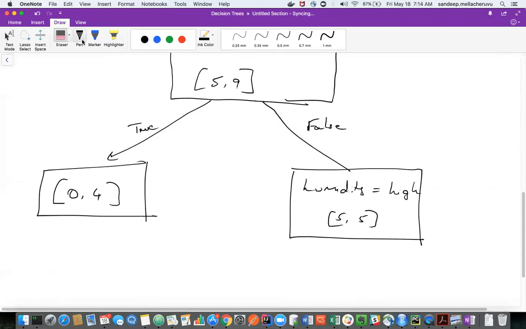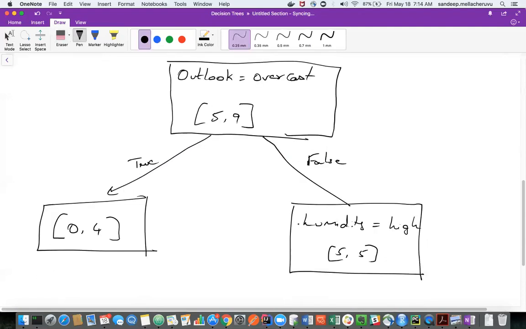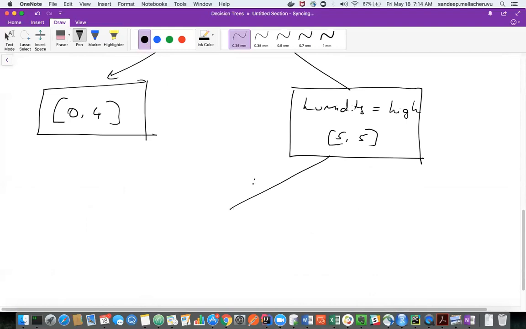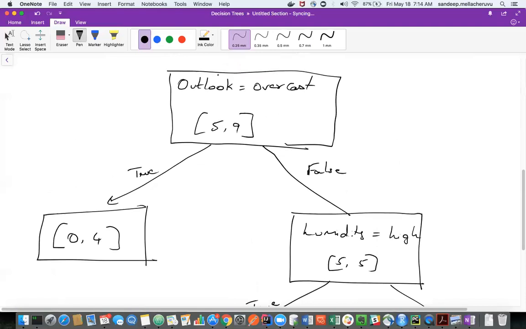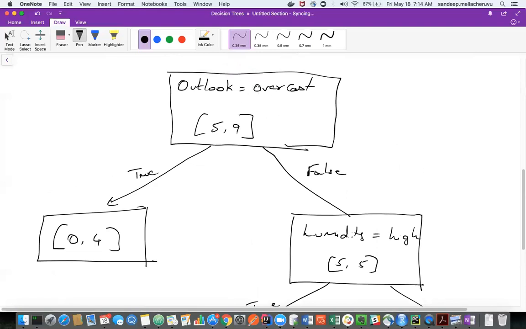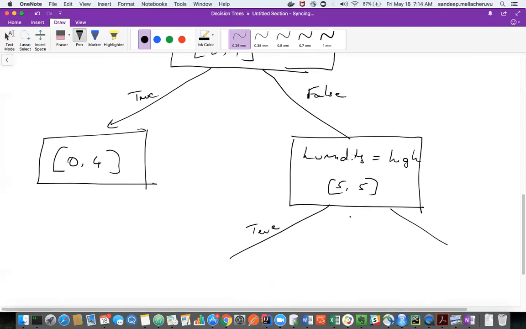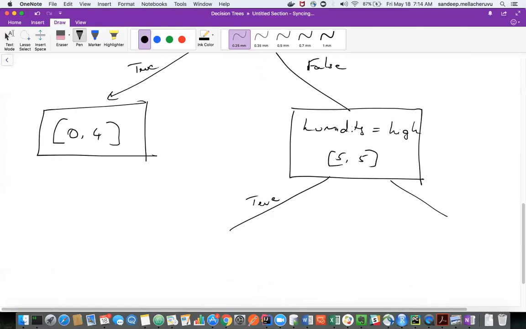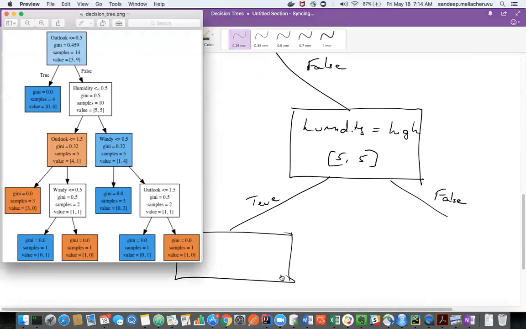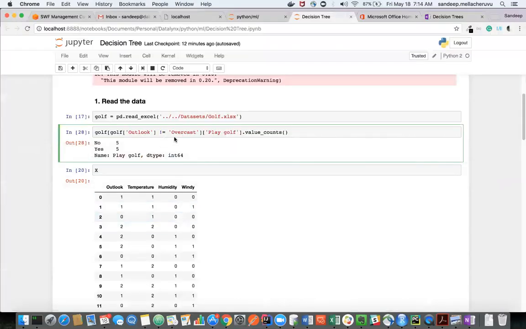In that case, when humidity is high as well as outlook is not overcast, you will go into this direction, which is true. When outlook is not overcast, as well as when there is no high humidity, then you will go into this branch. How do you calculate this again? Again, using Python, we can easily calculate. That is the easiest way.